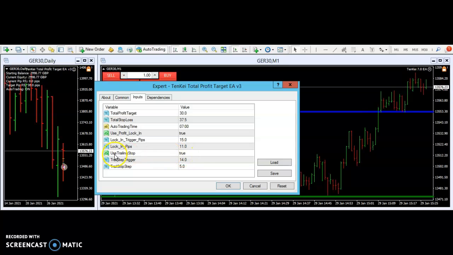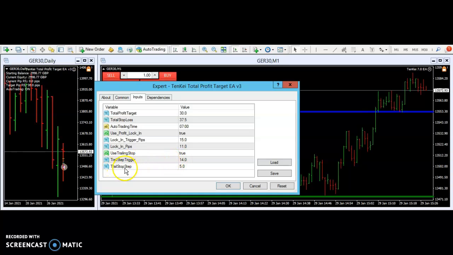And now, because the use trailing stop is set to true, it's gone up to 15, it's locked in 11, and then because it's gone to 15, that means this number 14 would have been hit. That means this trailing stop step will start moving up 5 points behind this figure here. So if it gets to 14, 14 minus 5 equals 9. But you already would have locked in 11 anyway.